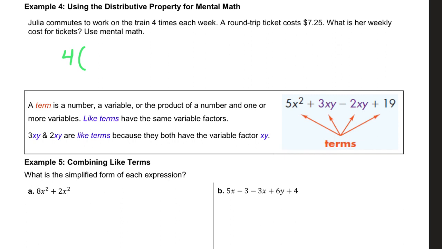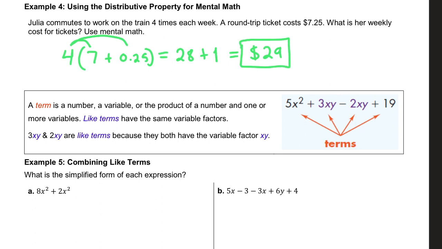I would do 4 times, and I know 7.25 is 7 plus 25 cents. So I can use distribution to do 2 separate multiplication problems and then combine them together. So just the dollar cost, the cost of just the $7 4 times is $28. And then I know I can do 4 times a quarter. 4 quarters is $1, so that's plus 1. So this is really a total cost of $29.